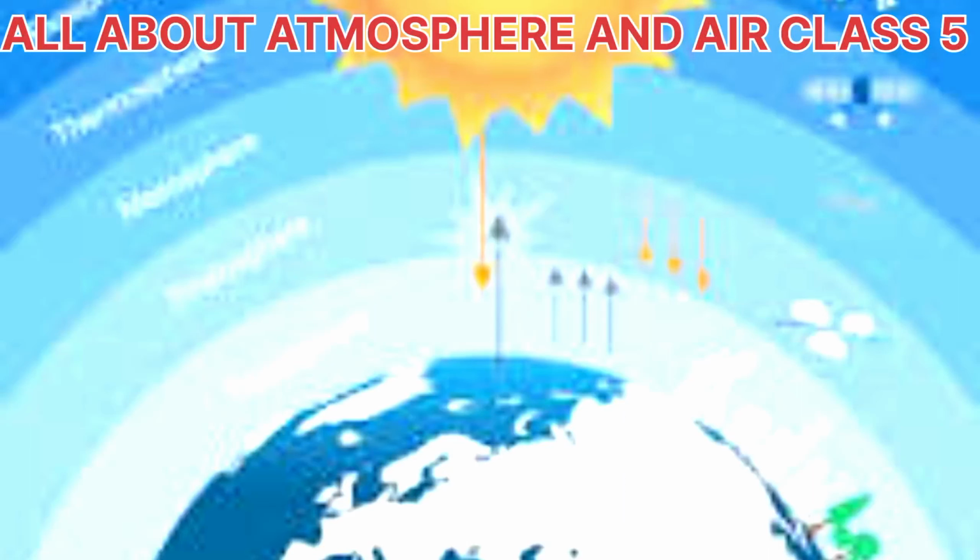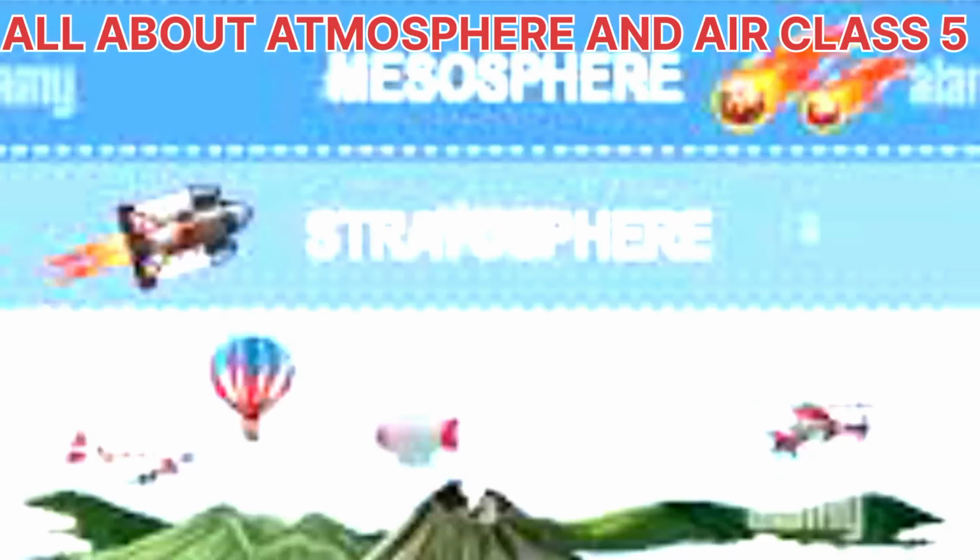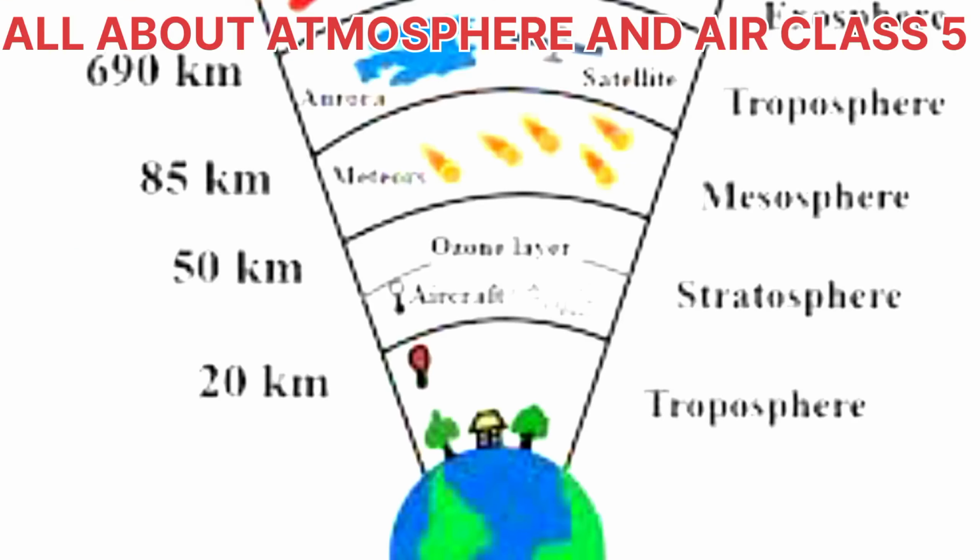Now we are talking about water vapor. The amount of water vapor in the air is called humidity. It varies from place to place. In the rainy season, humidity is high. Coastal areas have high humidity. When the humidity is high, we sweat a lot and feel uncomfortable.